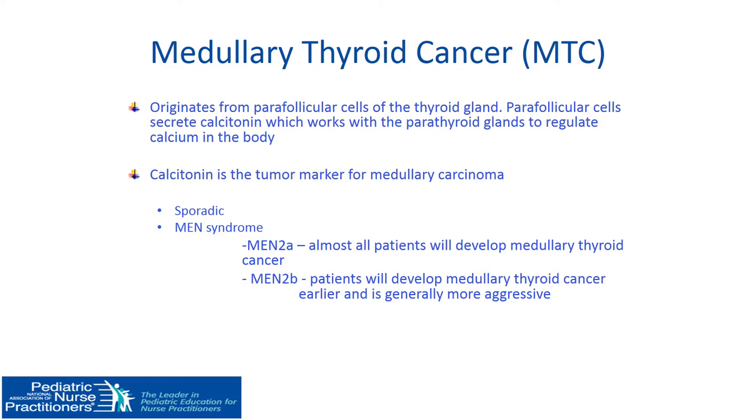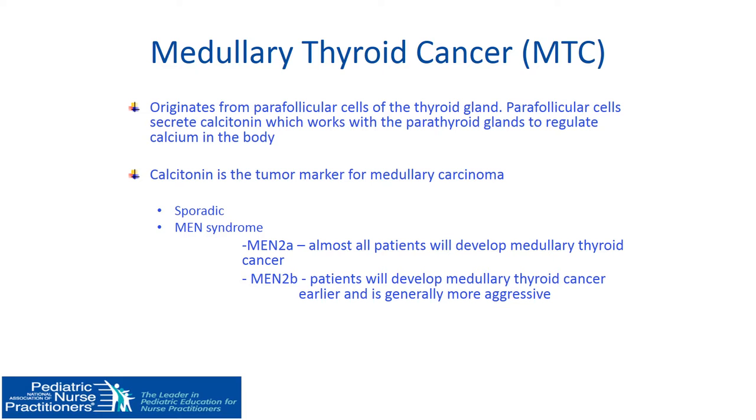With MEN2A, almost all patients will eventually develop thyroid cancer, the medullary thyroid cancer. With MEN2B, patients will develop medullary thyroid cancer, generally at an earlier age, and it'll be much more aggressive. So that's why you want to take those thyroids out at 6 months of age. Medullary thyroid cancer is very hard to treat. We don't really have good treatments for it, so we want to take those thyroids out before they start having a problem with them.